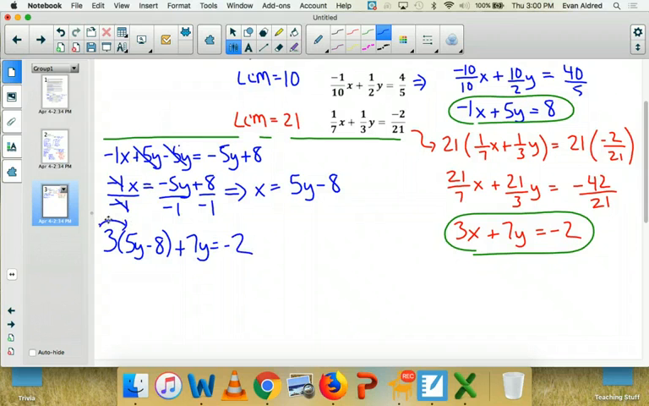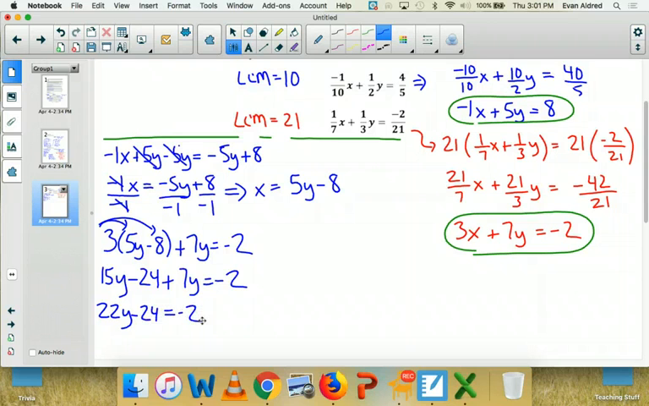I'll use the distributive property as we did before, and we'll solve. So 3 times 5y is 15y. 3 times negative 8 is negative 24. We keep the 7y and the negative 2 because we're not ready to deal with them yet. But now we are. Let's combine our y's. So 7 plus 15 is 22, so 22y.